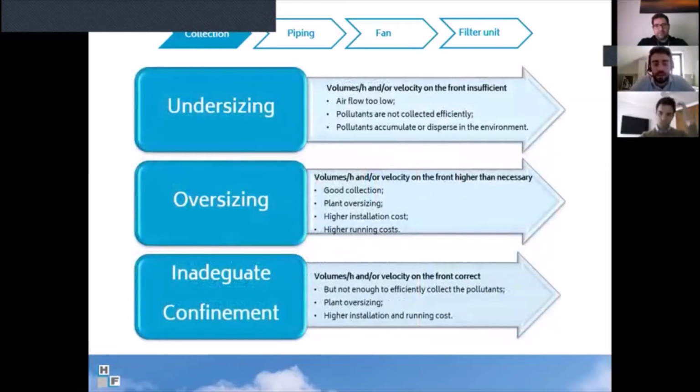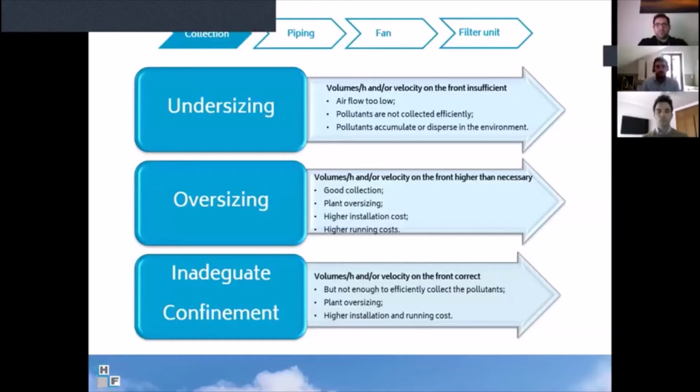This is a recap in order to understand what can happen if we undersize or oversize the system. It's easy to understand that if we undersize the volume or the airflow, for sure we will have a problem. The airflow is too low, the pollutant will not be collected in an efficient way, and the pollutant for sure will be accumulated and dispersed in the environment. So we will not reach the goal, and our customer will not be so happy.